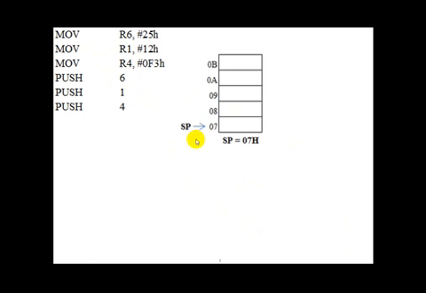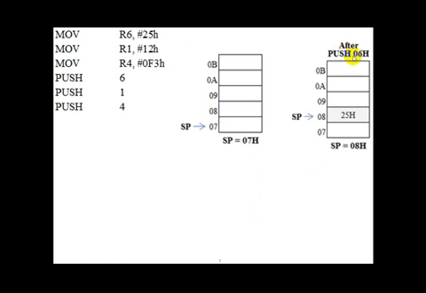So this is the problem being given. Before you perform any push operation, by default the stack pointer is pointing to memory location 07H, because by default on reset the stack pointer will always be pointing to 07H. So when you perform PUSH 6, what will happen? The stack pointer will be incremented by 1 and the contents of this address, that is 6H. 6H is nothing but register R6. So the contents of R6, that is 25H, will be stored onto the memory location 08H.